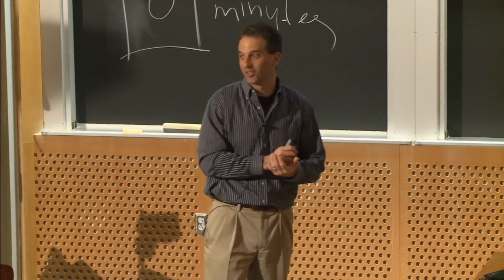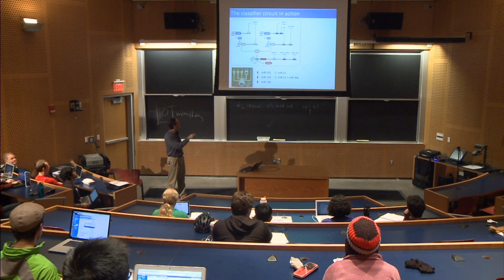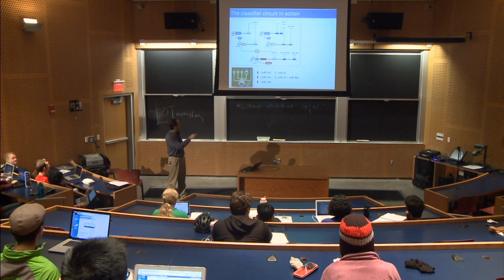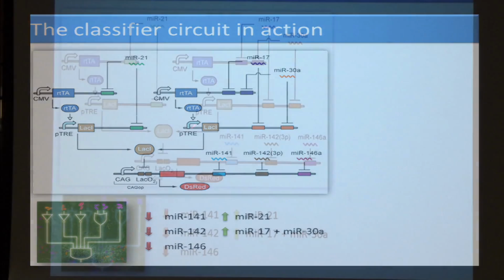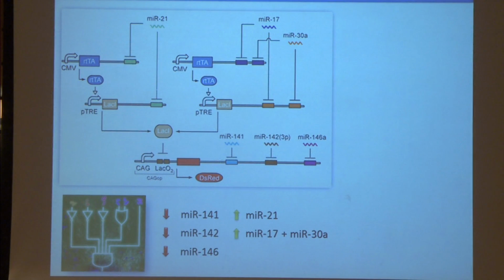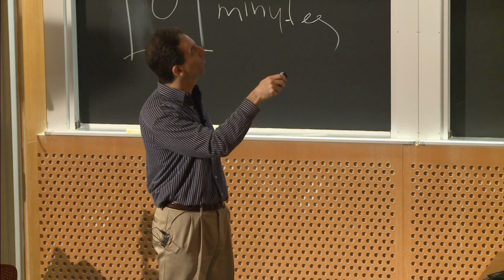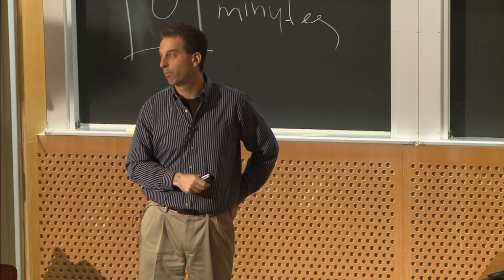This, by the way, is not a trivial circuit. There's a lot of connections here. And then we have the same repressor. So this set of microRNAs repress the same repressor, which is now repressing this. Let's just assume this is one microRNA, this is another microRNA. Why do you need both microRNAs to allow high output?